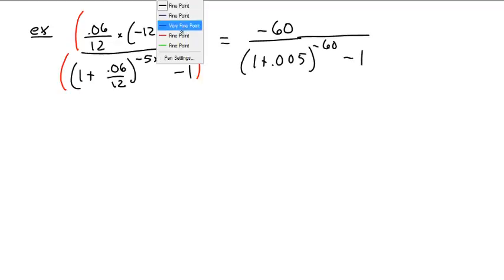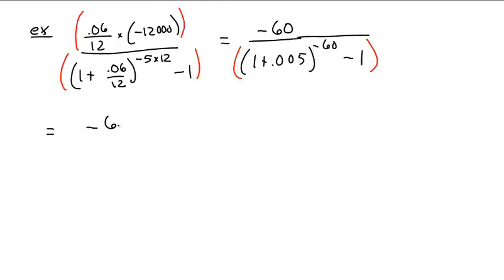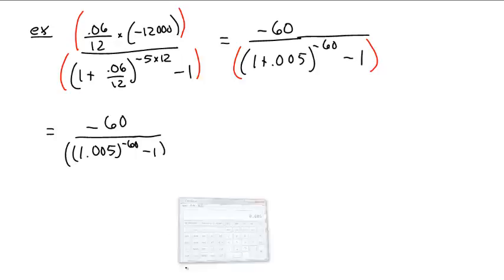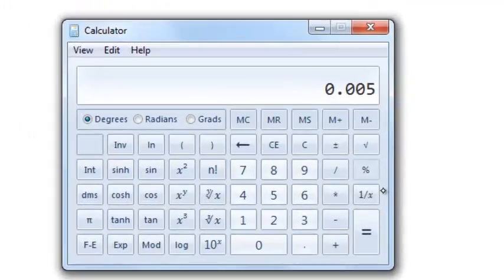And don't forget, we have to do all of that before we can divide. So what have we got? We've got negative 60 divided by 1.005 raised to the negative 60 minus 1. I don't really know why I'm doing the parentheses in red all the time. And we've got the 0.005 there. Add 1 to it. There's the 1.005.